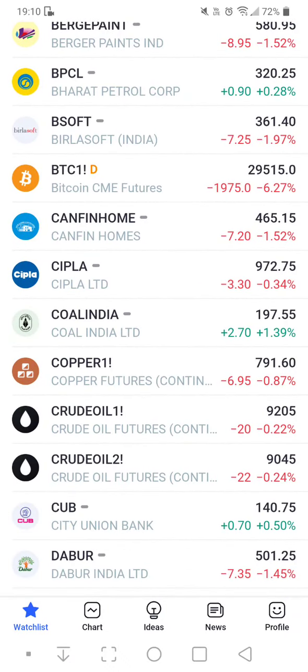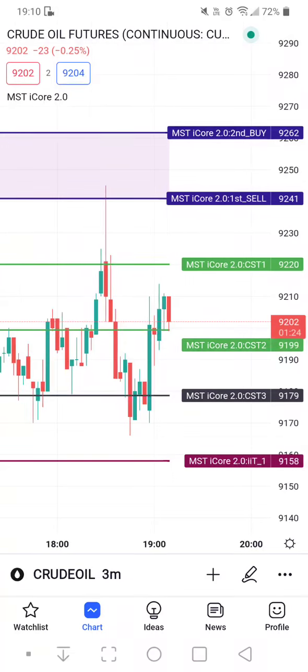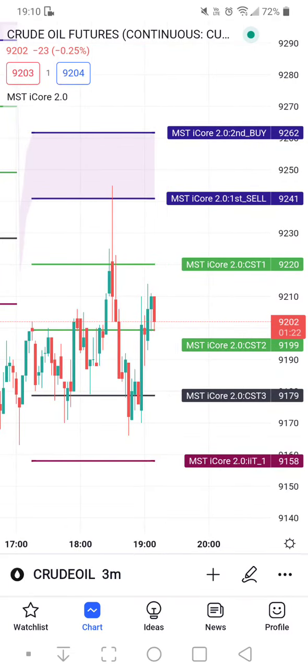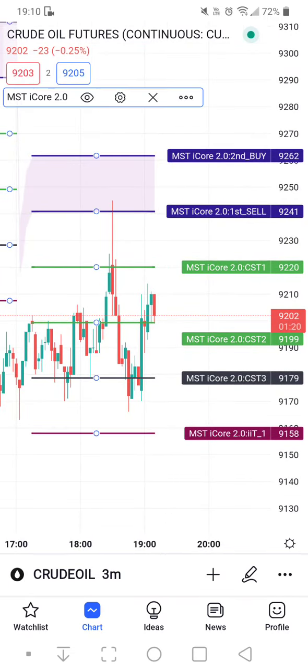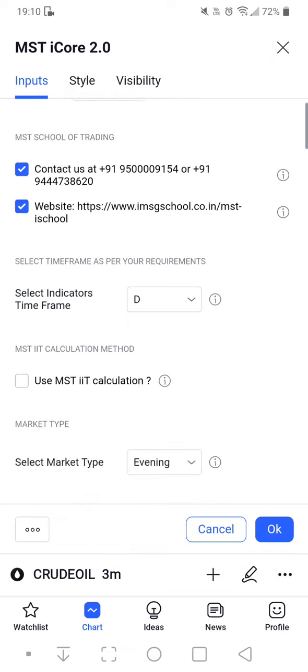Now let me show you from the initial settings how to use our MST iCore 2.0 indicator. If you are new to our system, please subscribe to our indicator. Also subscribe to our MST School of Trading YouTube channel as well as Telegram channel.